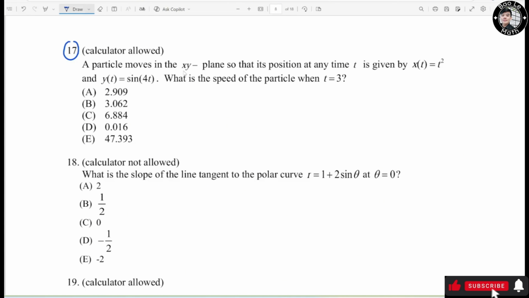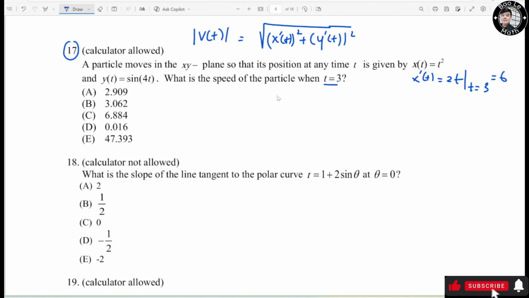A particle moves in the xy plane so that its position at any time t is given by s of t equals t squared, while y of t equals sine 4t. What is the speed of the particle when t equals 3? Remember, the absolute value of v of t equals the square root of s prime of t altogether squared plus y prime of t altogether squared, right? So we need to calculate s prime of t equals 2t, and evaluate this at t equals 3, so it's 6, right?